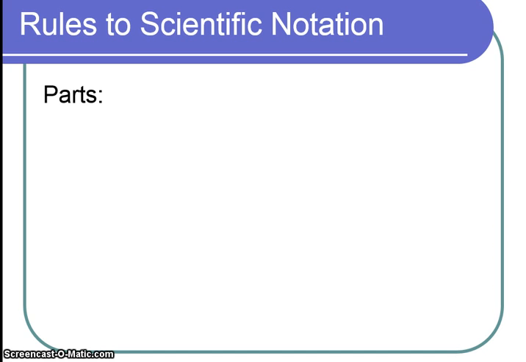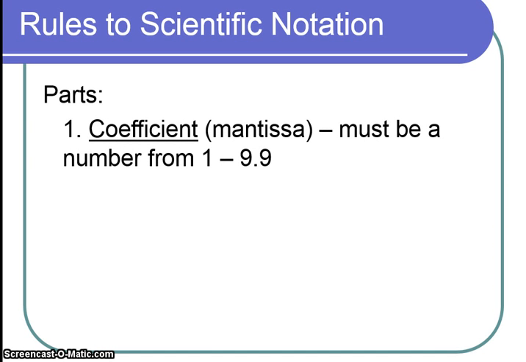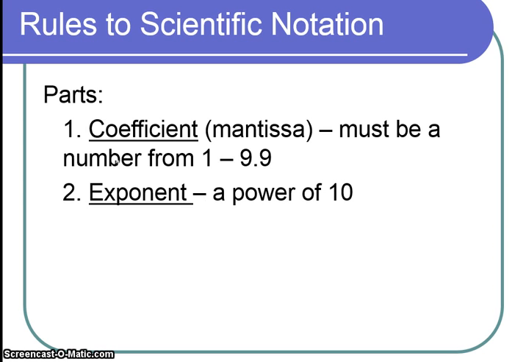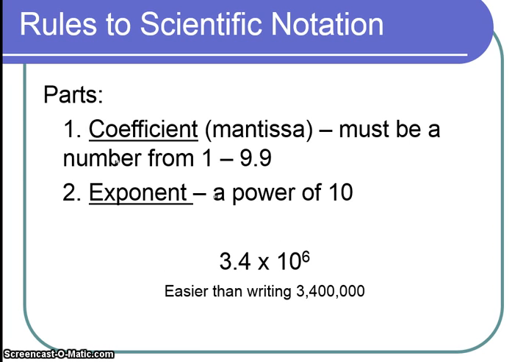Scientific notation. There are parts to scientific notation. You have your coefficient, which must be a number from 1 to 9.9. You have an exponent, which is a power of 10. 3.4 times 10 to the 6th power is easier than writing 3,400,000.